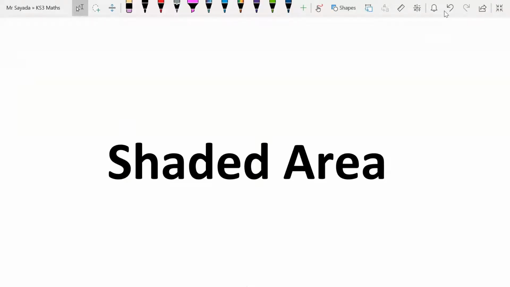In this video, we're going to learn how to calculate the shaded area inside shapes, where part of the space inside the shape is missing, has been cut out from the shape.